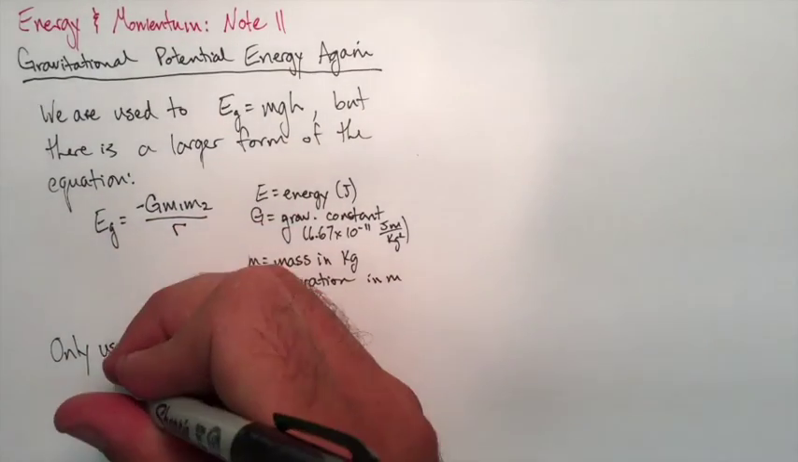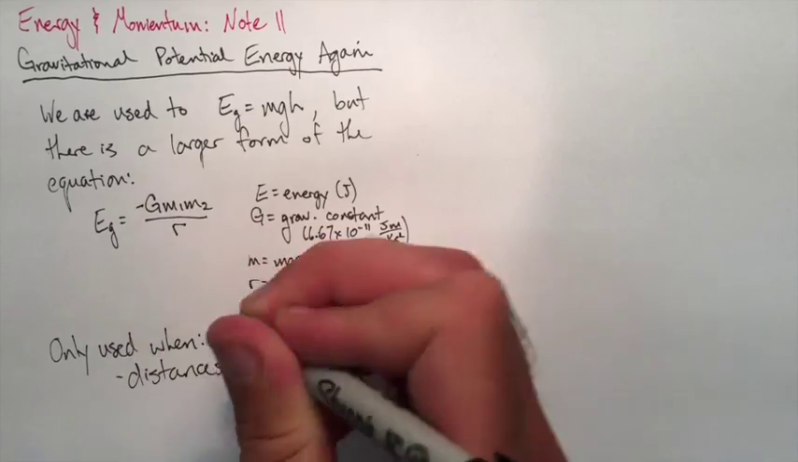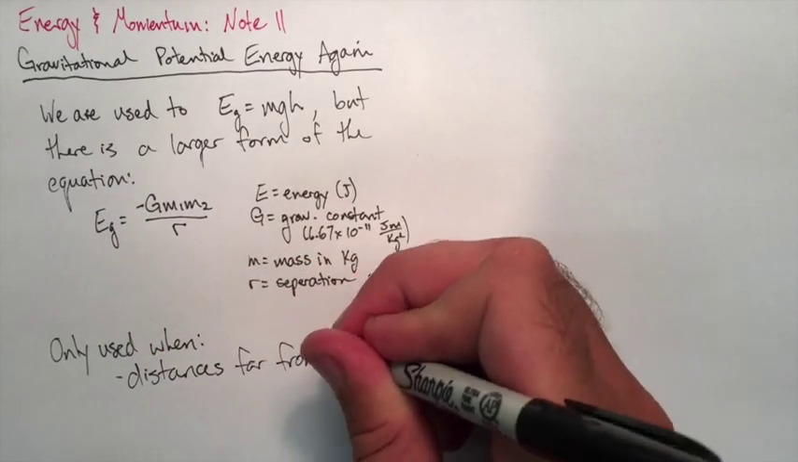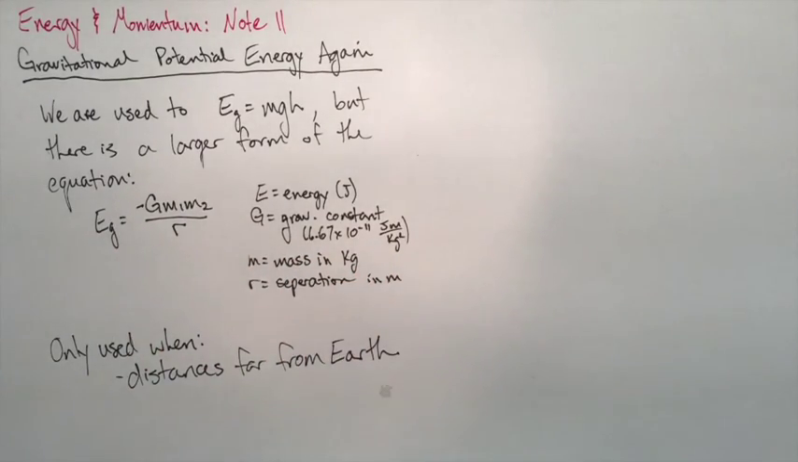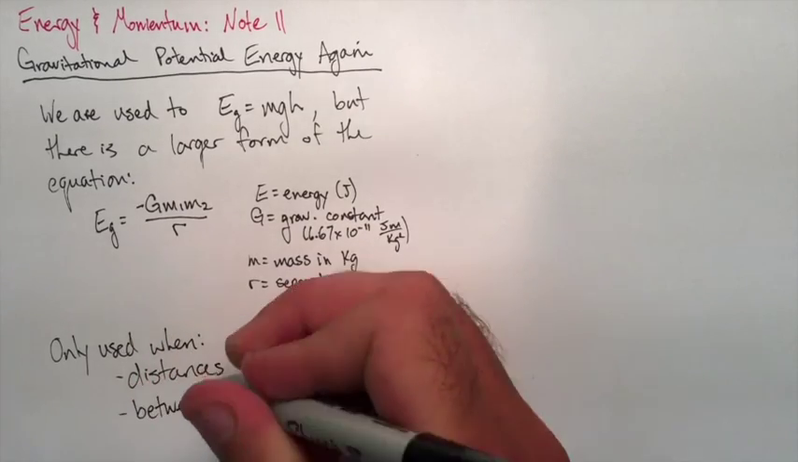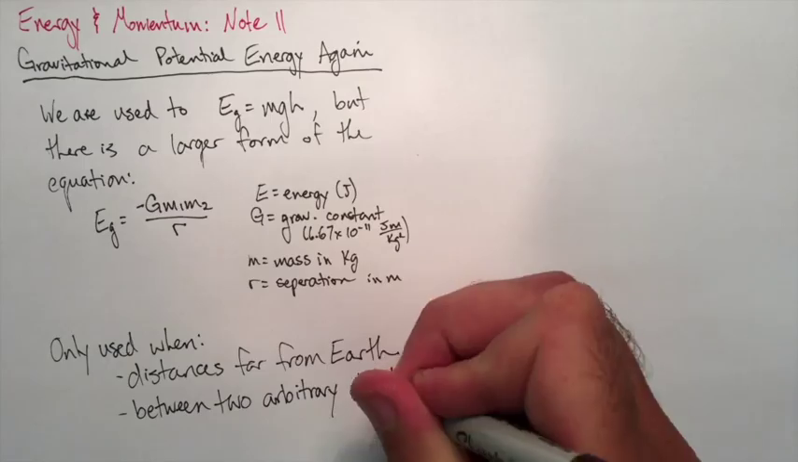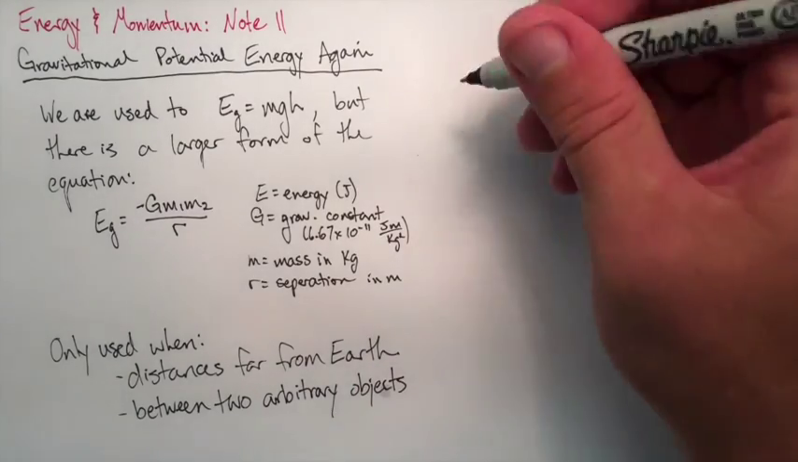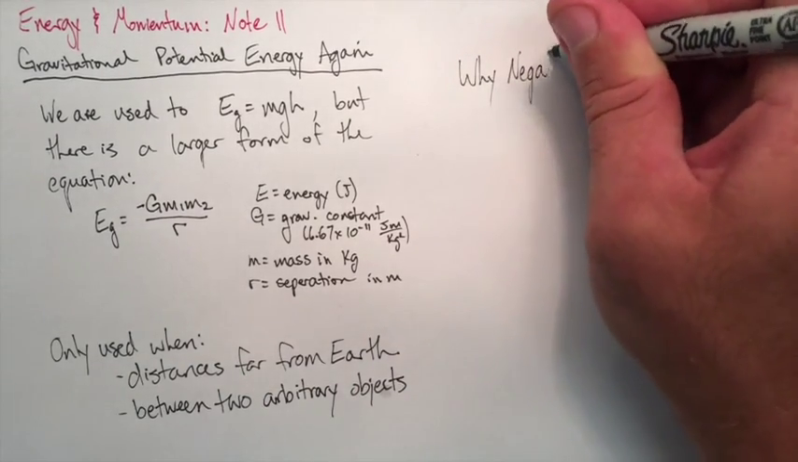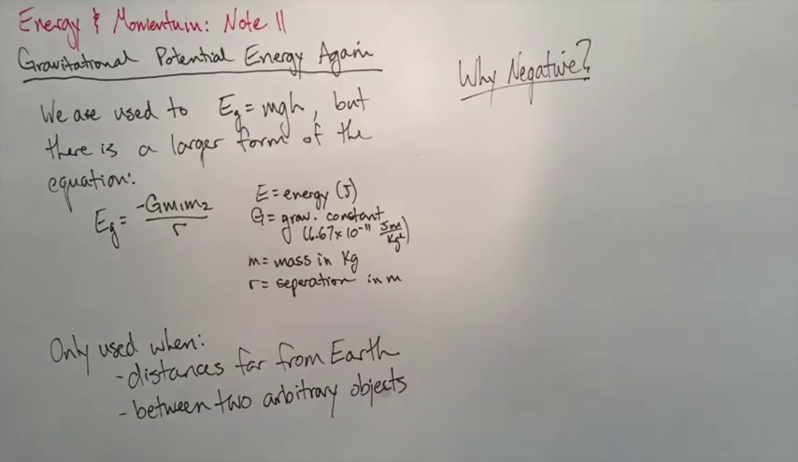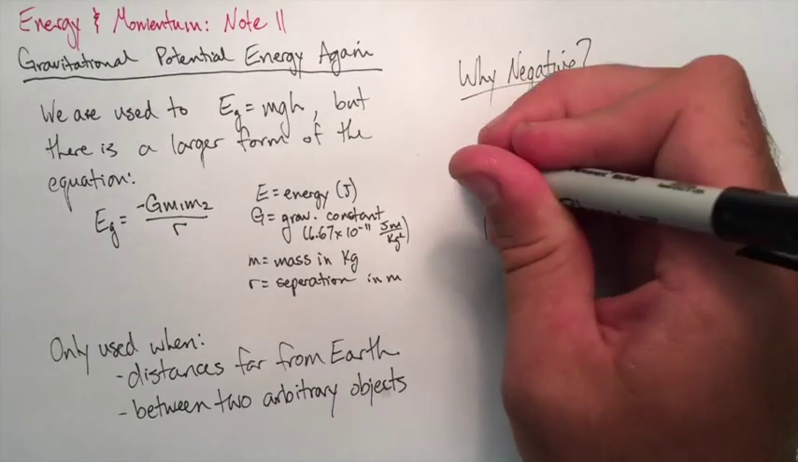So when do we use this? We use it for when we're far away from Earth, so when we have these humongous distances where the force of gravity starts to get weaker, where we're not exactly at 9.8 anymore. And we can use it for gravitational potential energy between two arbitrary objects, where one of them doesn't necessarily have to be Earth. But why is it negative?